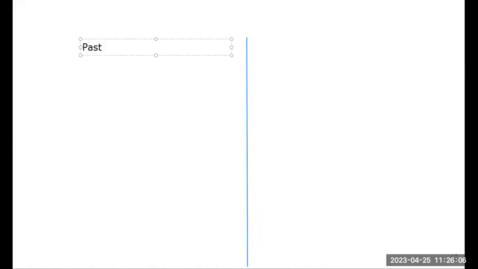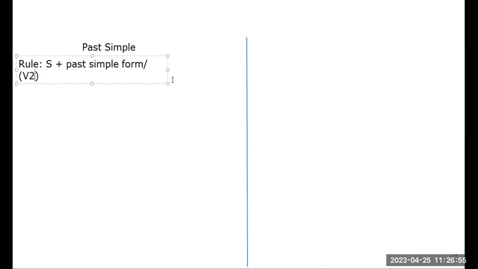Past simple, الماضي البسيط. When we say past simple we mean subject plus past simple form, or verb two as you call it. The rule is very simple. The rule is: subject, الفاعل, plus past simple form or what is called verb two. التصريف الثاني للفعل أو صيغة الماضي البسيط.